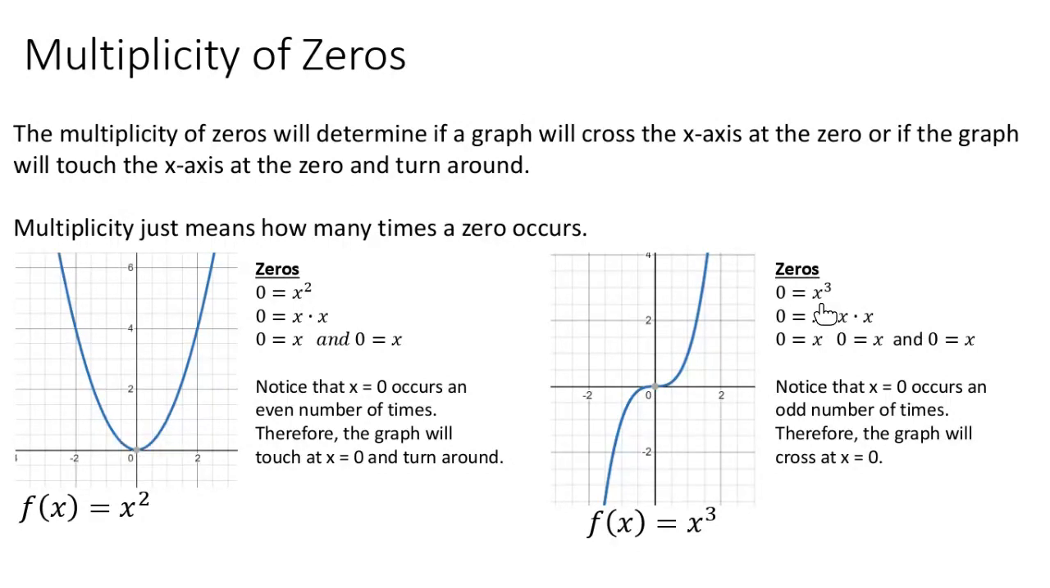If we look at the x cubed, I can write it as x times x times x, which in turn will give me x equals 0 three times. Okay, so x equals 0 occurs 3 times, which is an odd number of times, and therefore you can see that the graph is going to go right through it. Okay, so it's not going to touch and turn. Instead, it's going to go through it.